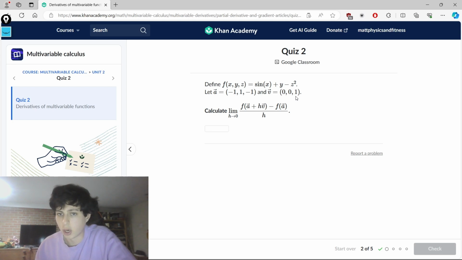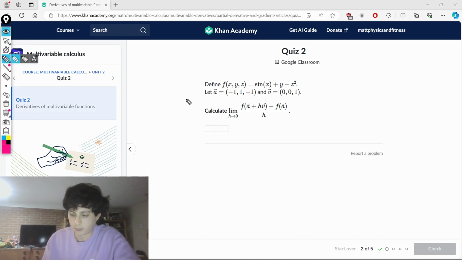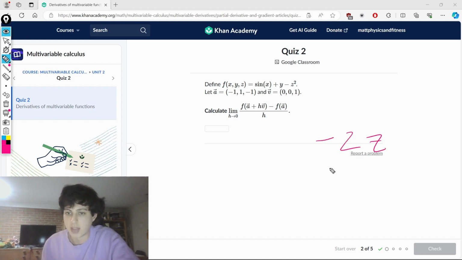But now it's just a partial with respect to z. Something like that. Minus 2z would be our partial here, with just a constant of 1. Oh, man, this is where I'm not going to know what to do. Minus 2z. That's the big partial. That's all we got. Minus 2z.